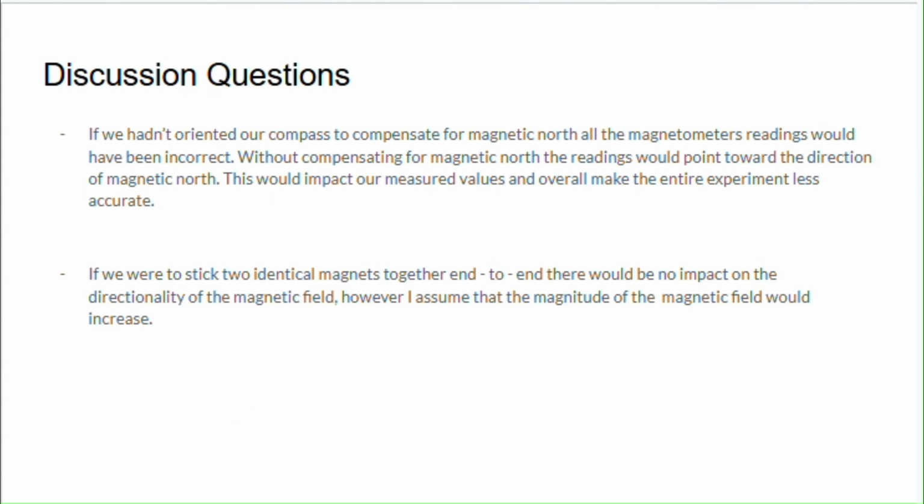Here are discussion questions. If we hadn't oriented the compass to compensate for magnetic north, all the magnetometer readings would have been incorrect, and if we were to stick two identical magnets together, there would be no impact.